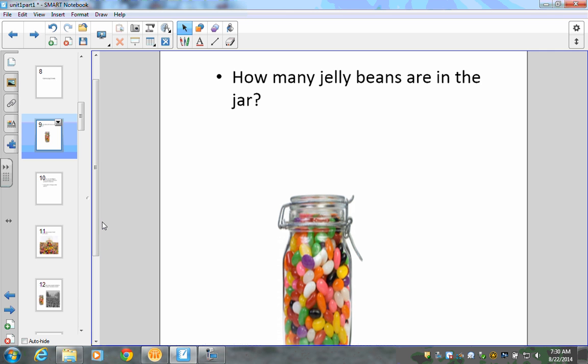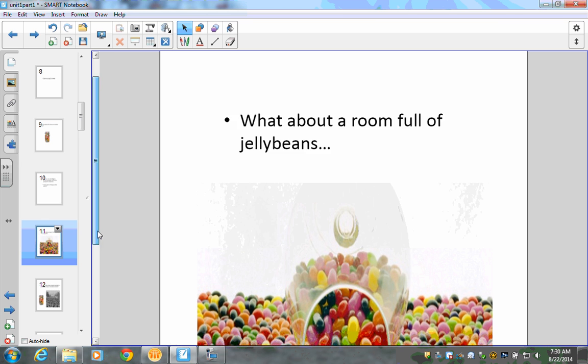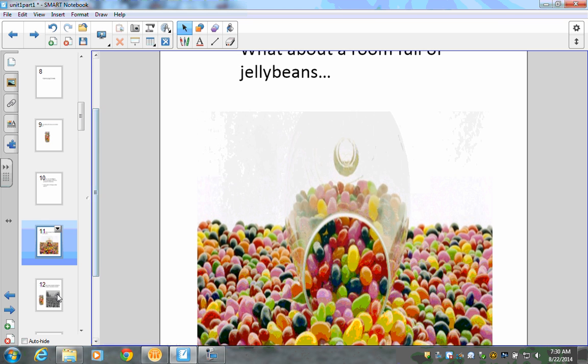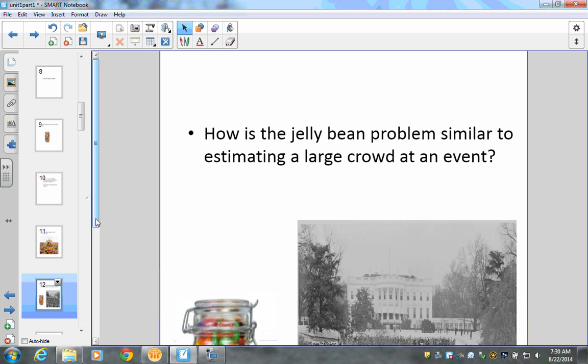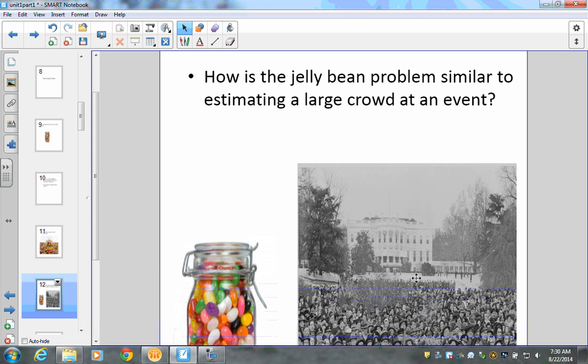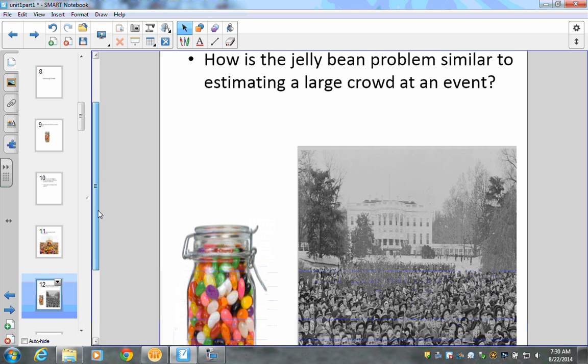So if that doesn't seem challenging enough, guessing how many jelly beans are in the jar, what about a room full of jelly beans? Or maybe not so much jelly beans, but how about people in a crowd, as you can see in the picture here.